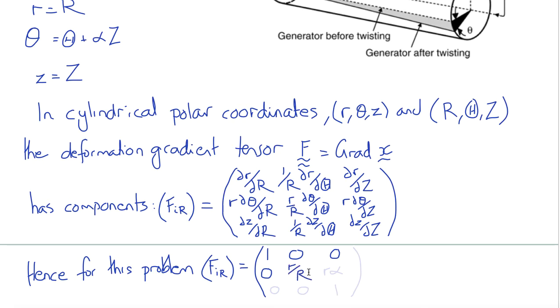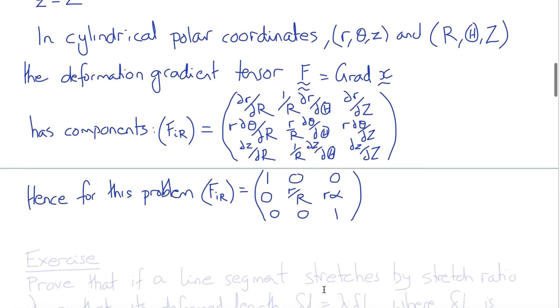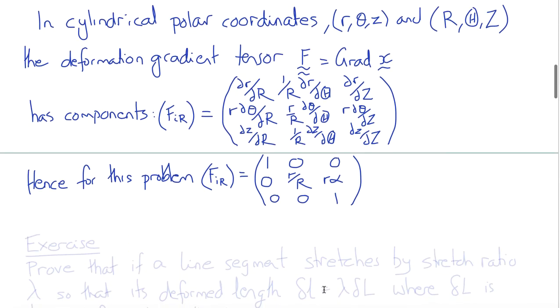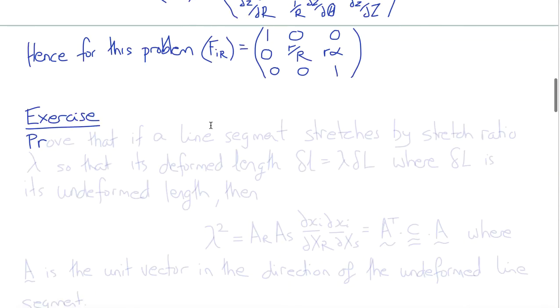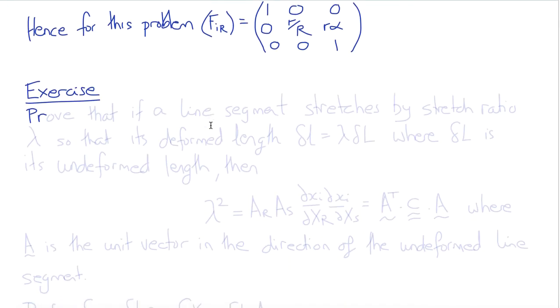And then ∂θ/∂z is α, and there's an r here, so we get rα. Then ∂z/∂z is 1, and ∂z/∂r and ∂z/∂θ are 0. So now we have the deformation gradient for this problem, and we can proceed from that to compute the components of the strain tensors and the right and left Cauchy-Green deformation tensors in the same way that we did before.